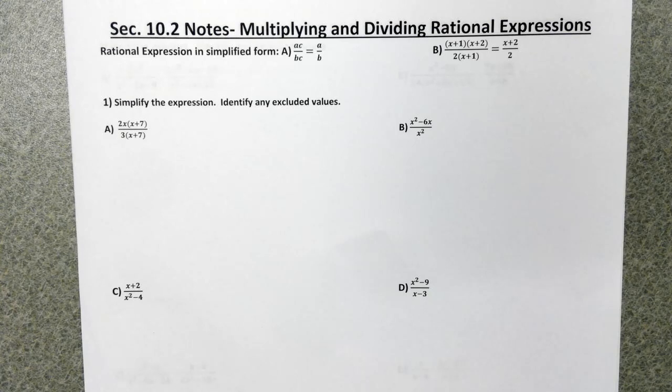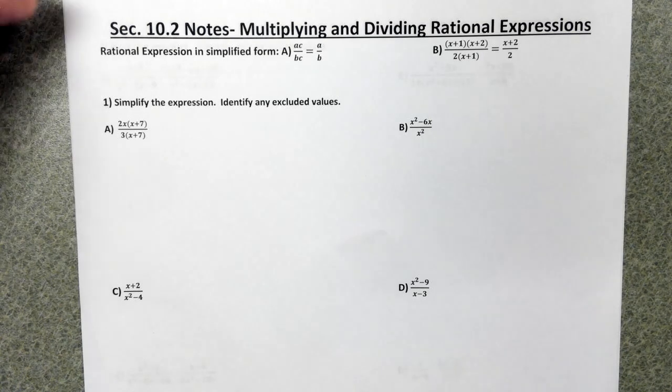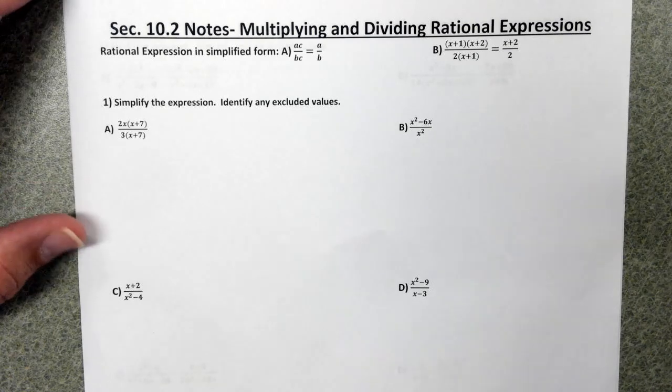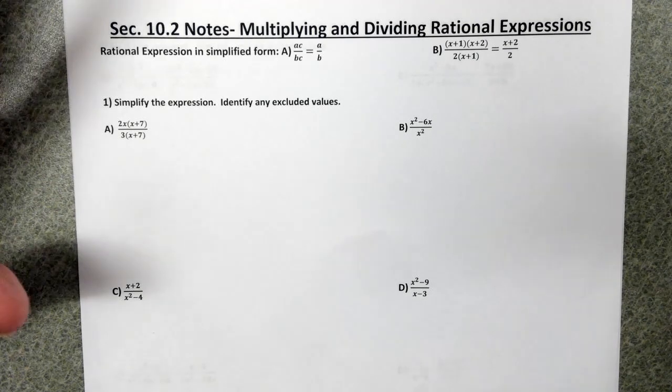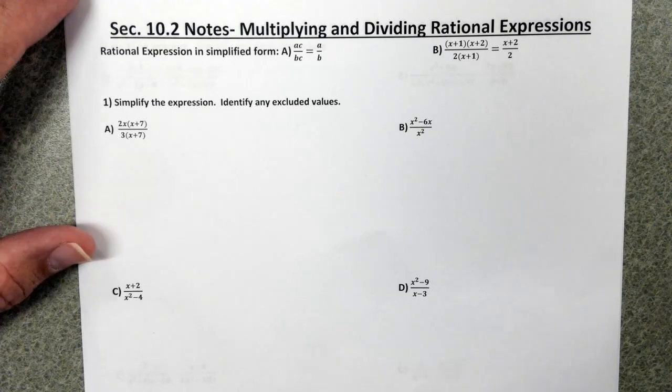Today I'm going to go through the notes for multiplying, dividing, and simplifying rational expressions. We will start with simplifying rational expressions, and then we'll move into the multiplying and dividing. On simplifying expressions, first thing we're going to want to do is make sure that it is in factored form if it is not already in factored form.